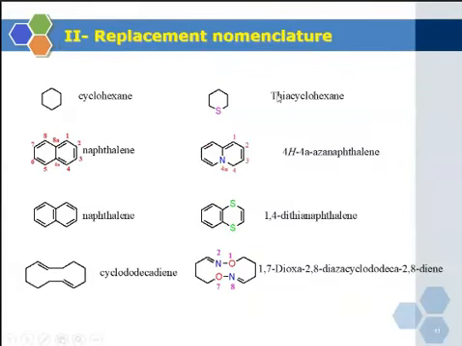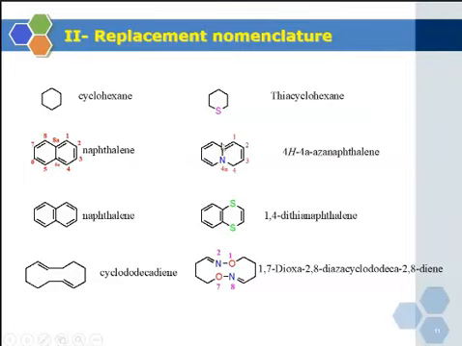This is thiacyclohexane. This structure, if we see the numbering, is a naphthalene based structure. That is, the basic ring is like naphthalene. However, at the point of fusion, we can see a heteroatom, nitrogen, present in the ring structure.